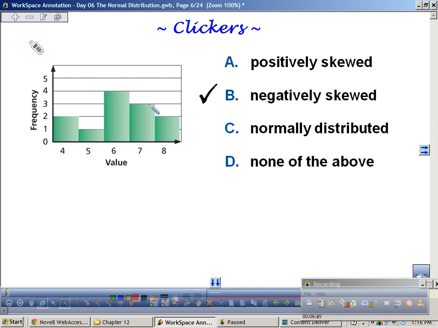Okay, so this one, see how it's higher like this, and see this side? It goes kind of lower. It looks like the negatively skewed graph, right?